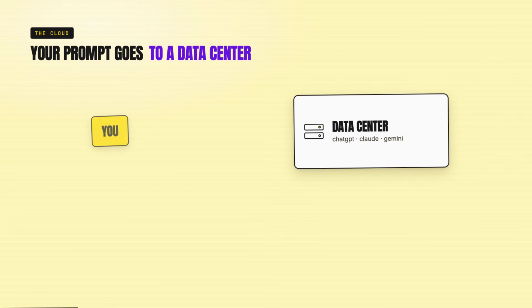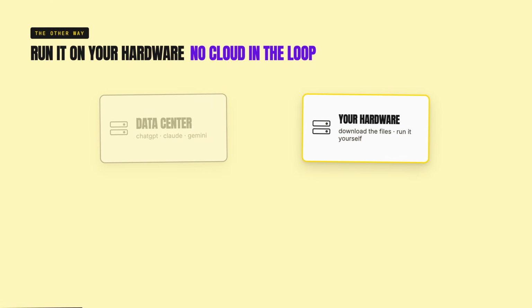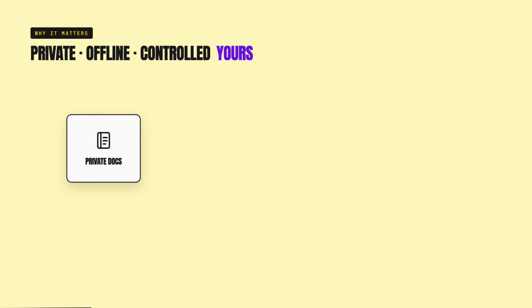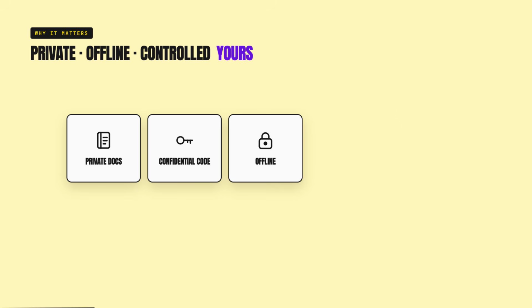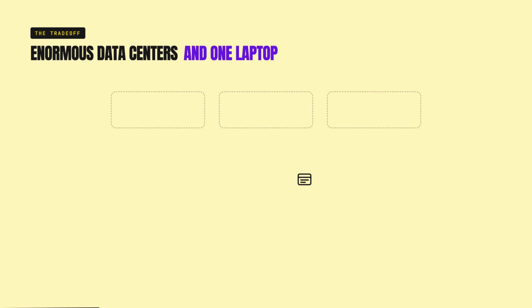When you use ChatGPT or Claude, your prompt normally goes to a model running in a data center. With a local model, you download the model files and run them on your own hardware. Once everything is downloaded, the model can work without an internet connection, and your prompts do not need to be sent to a cloud AI provider. That makes local AI useful for private documents, confidential code, offline access, experimentation, or simply having more control over the model you use. But there is an obvious trade-off.